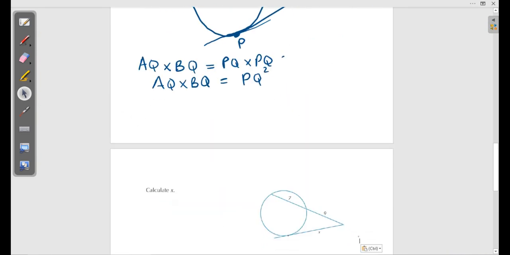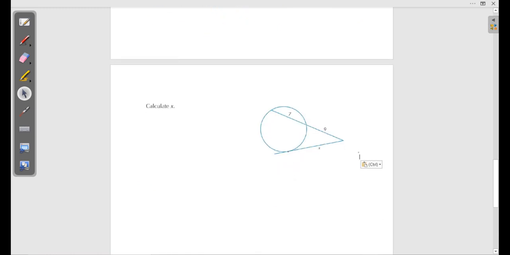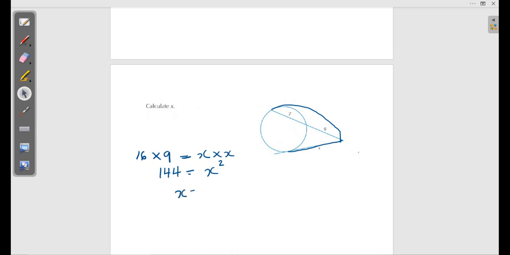Okay, so looking at this, we take the rule: we take the total as usual, which is 16, times the external, which is 9, equals, since this is a tangent, the value of the tangent, x, by itself. 16 times 9 will give 144. x times x will give x squared. And if x squared is 144, how do I get my x? I'll take the square root of 144, and that makes my x to be 12.